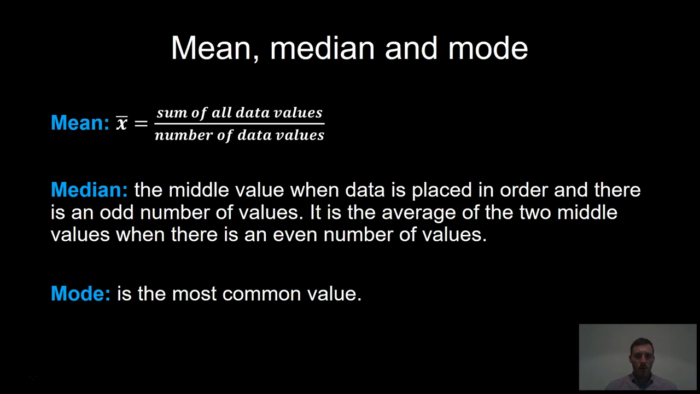A quick reminder that the mean is the sum of all data values divided by the number of values. The median of the ordered data is the middle value for an odd number of values, and the average of the two middle values for an even number of values. The mode is the most common or frequent value.